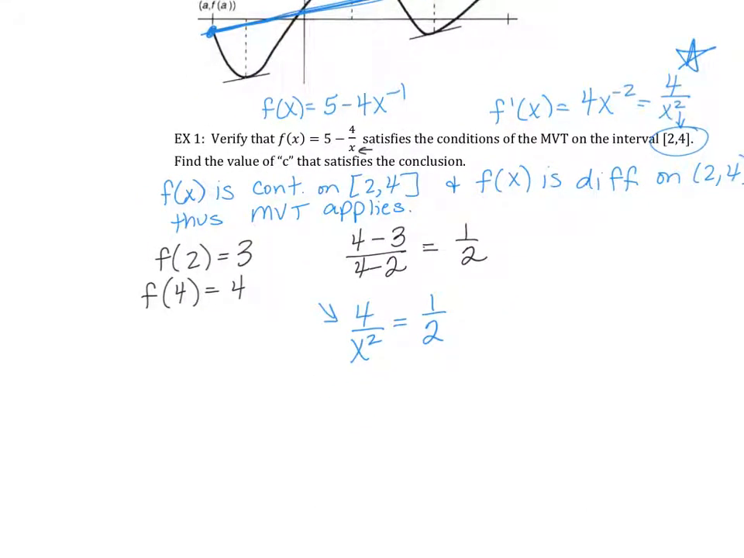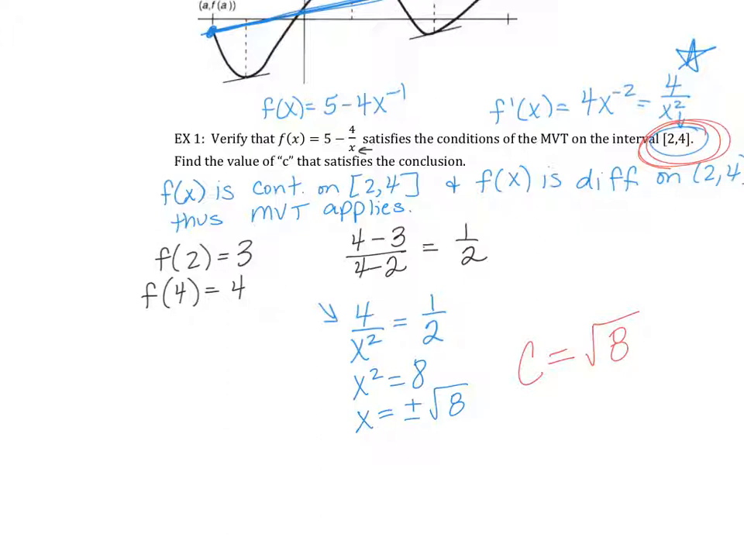Now notice you say, what about the c's? I always solve it with x first. So I get x squared is equal to 8. Now if this were just an algebra problem, I would get plus or minus square root of 8. But remember, it says find the value of c that satisfies the conclusion. Remember that our interval is 2 to 4. So the only c value is the square root of 8. The negative would not be in that interval. And so the c value is square root of 8.